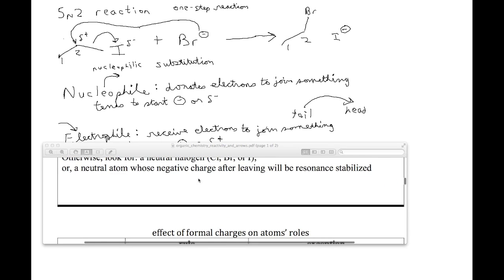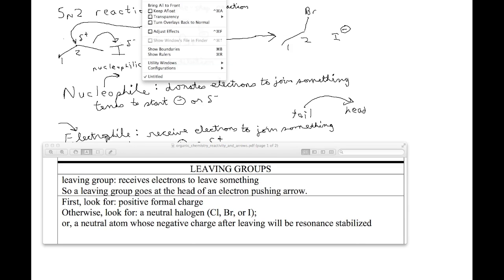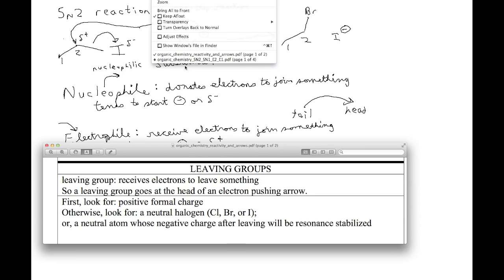So what happens in an SN2 reaction? Maybe I'll look at the other handout now. Page 3, of the other handout.